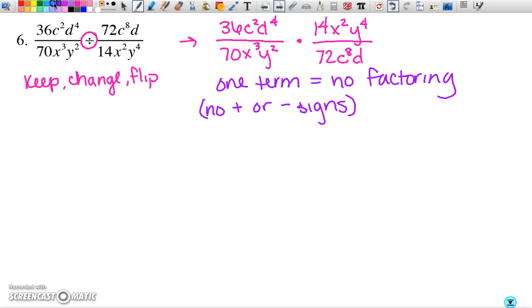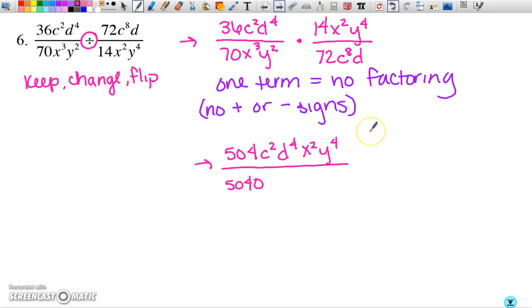So multiplying straight across, I'm going to go ahead and do this here. Up top, 36 times 14 is 504, so 504. And then all I'm going to do from here is just c squared times d to the 4th times x squared times y to the 4th over. Now down here, 70 times 72 is 5040. And now what I'm going to do on the bottom is put the letters in the same order as they are up top, because any multiplication is commutative, so you can move things around however you want. It doesn't matter. So I'm going to put c to the 8th first, so that way it lines up with c here.